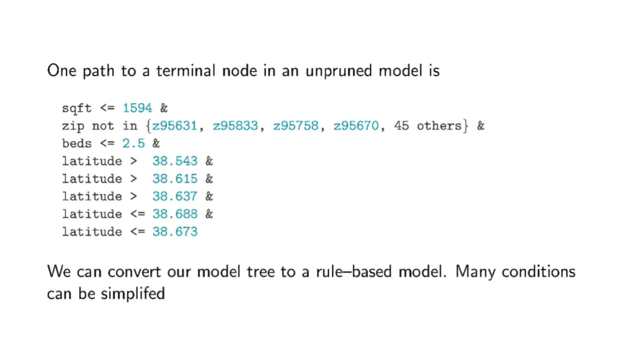Well, you could certainly look at this and say, geez, we have 5 terms involving latitude going either direction. We could probably simplify that a lot. So another thing that you do by pruning these rules is you can take something that is logically more complex than it actually needs to be. So in the model tree that we already fit, if you look at it from a rule perspective, there's a lot of redundancy in this rule.